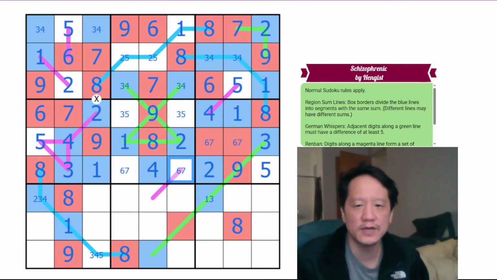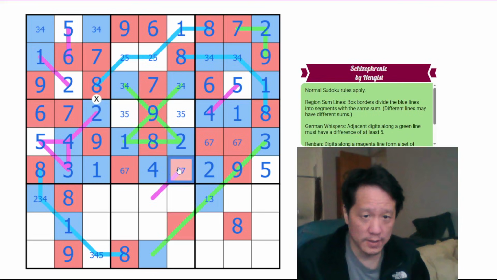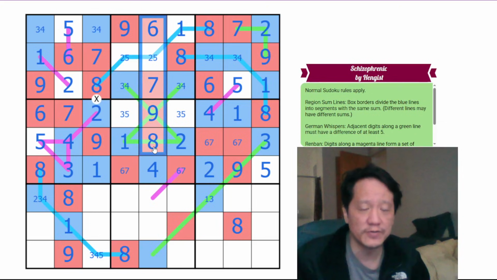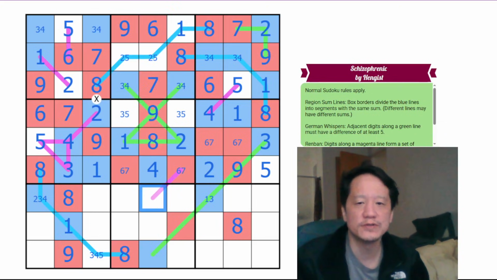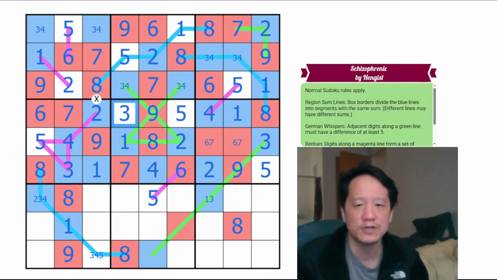So that's 6 and 7, which are both high. This must then be 5 through 8, and it cannot be 6, 7, or 8 to be consecutive with 6 or 7, so this must be 5, which makes this 6 and makes that 7. 5 eliminates 5 here, so it's 2 and 5. And this is 2 as a low. 5 eliminates 5 here, so it's 3 and 5, which makes 3 a low. 3 eliminates 3 here, so it's 4 and 3.